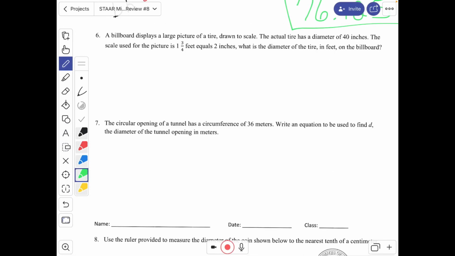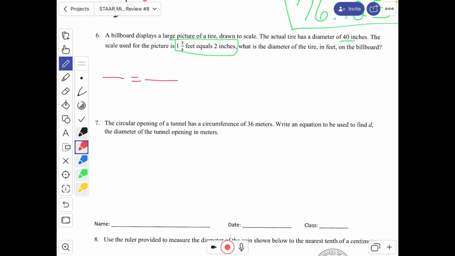Number 6, a billboard displays a large picture of a tire drawn to scale. The actual tire has a diameter of 40 inches. The scale used for this picture is 1 3/4 feet equals 2 inches. What is the diameter of the tire in feet on the billboard? There's a rate.